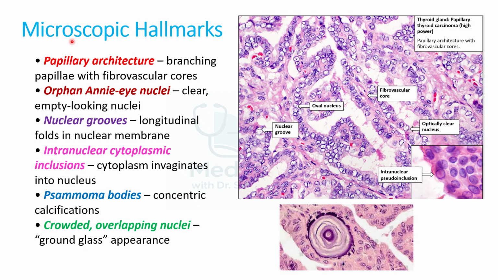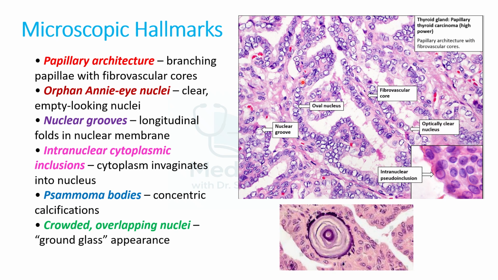Okay, this is the most high yield slide, the histology of papillary thyroid carcinoma. If you remember one thing from today, let it be these features. First, the papillary architecture. You will see branching papillae with a fibrovascular core. This is why it is called papillary. Next are the famous nuclear changes.